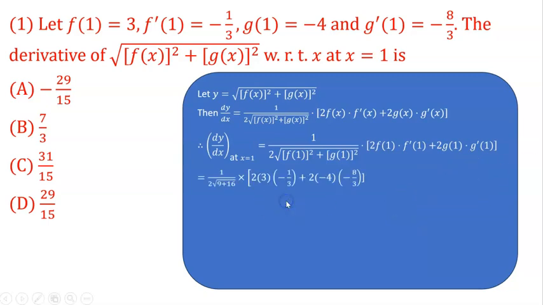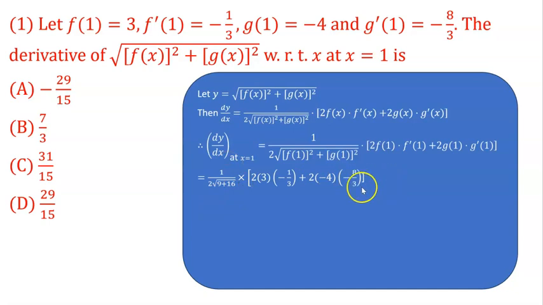Now substitute the values. Here, 1 upon 2 times the square root of what? f(1) is 3 and its square is 9. g(1) is -4 but its square is 16. Therefore you will have 1 upon 2 times the square root of 9 plus 16, that is the square root of 25, which is 5. 5 into 2 gives 10, and overall you will get 1 upon 10.